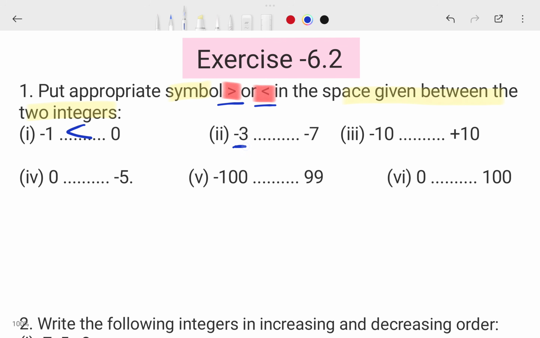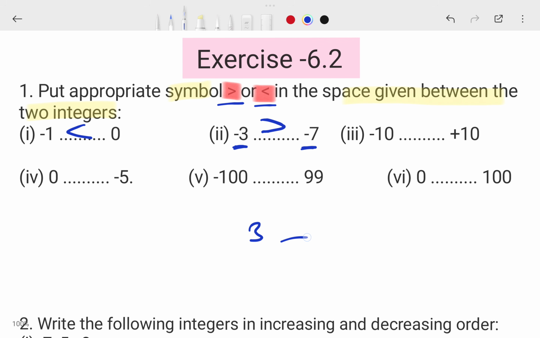So this is given -3 or -7, both are negative numbers now. In negative, the number which is looking smaller is the greater number. So here 3 looks smaller. So in -3 or -7, which is greater? -3 is greater, so the symbol will be like that.